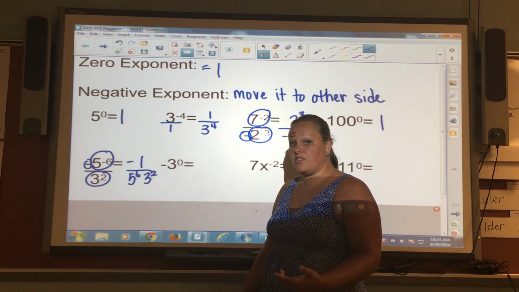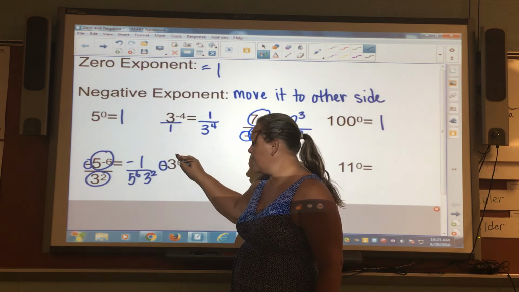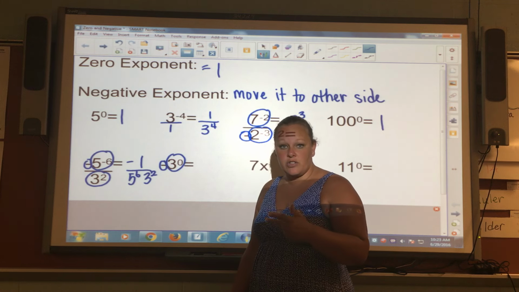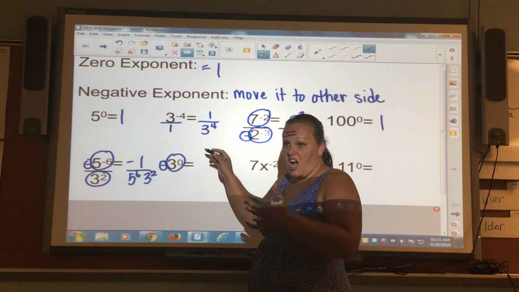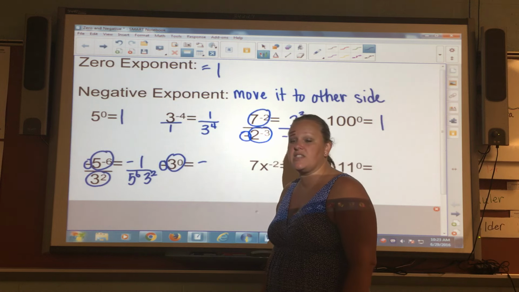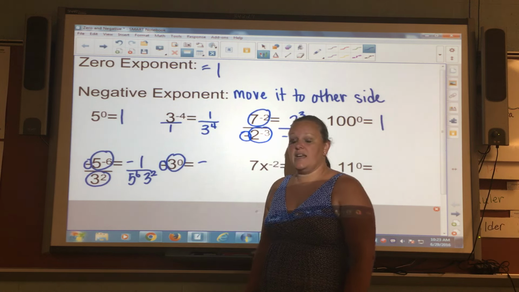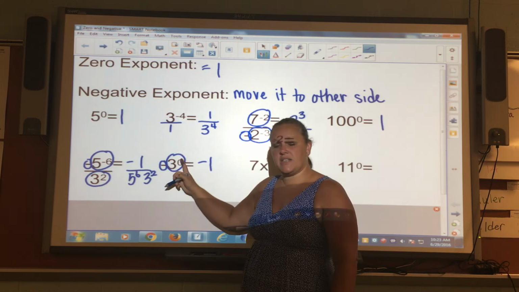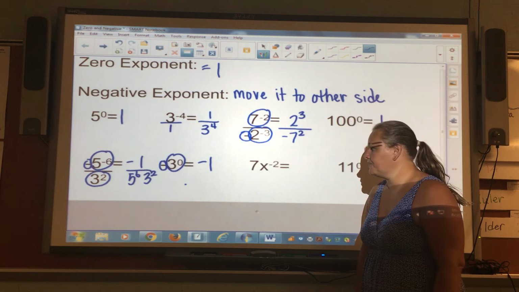This one, we have 2 things to consider. That negative sign and the 3. Is the negative sign going to stay, move, or turn to 1? It has a positive exponent, so it will stay. The 3, is it going to stay, move, or turn to 1? It will turn to 1 because it has that zero exponent.